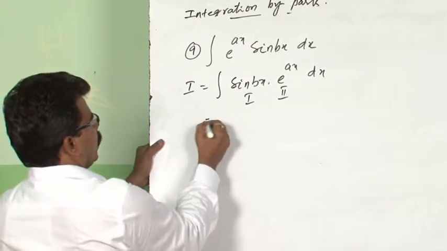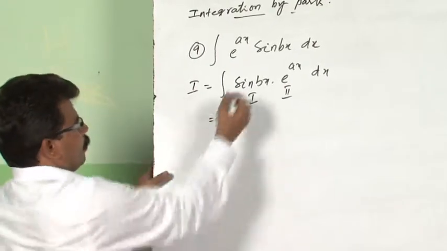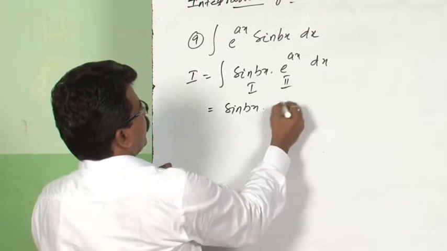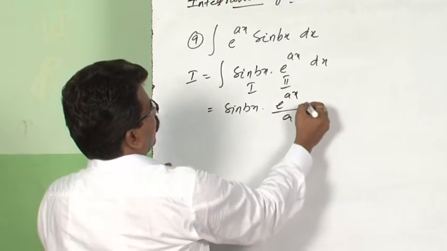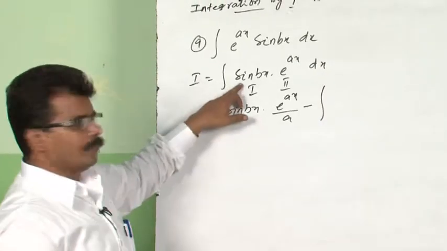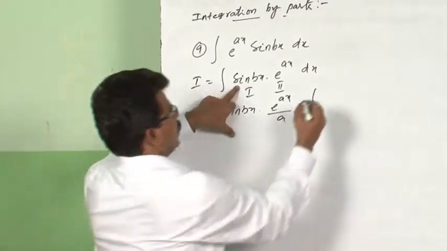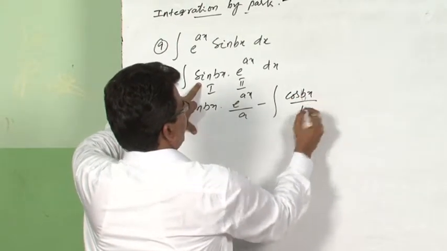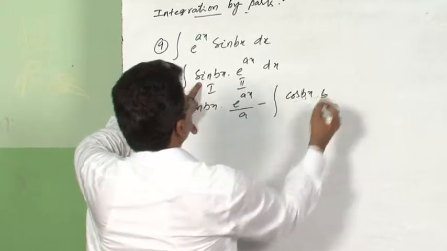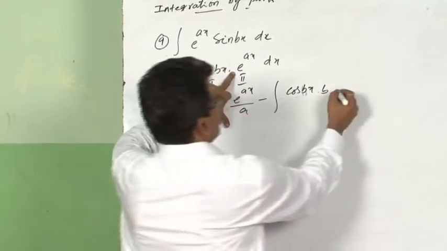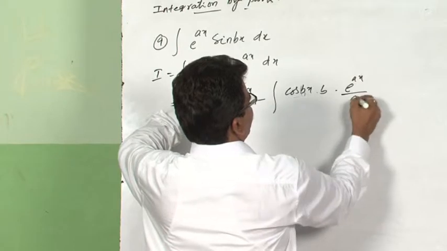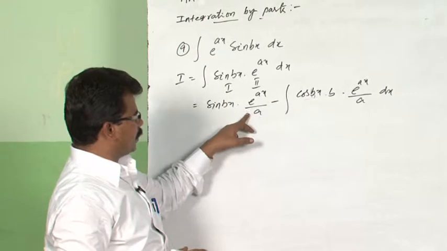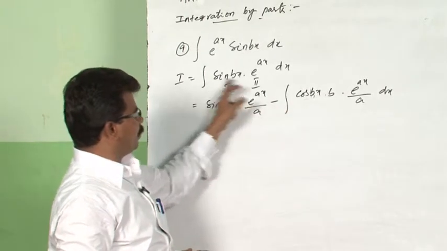The formula we call the formula of u into v: first function into integration of second function, that is e power ax by a, minus integral derivative of first function, derivative of sin bx is cos bx into b, into integration of e power ax, which is e power ax by a, dx. Once again, first function integration of second function minus integral derivative of first function.